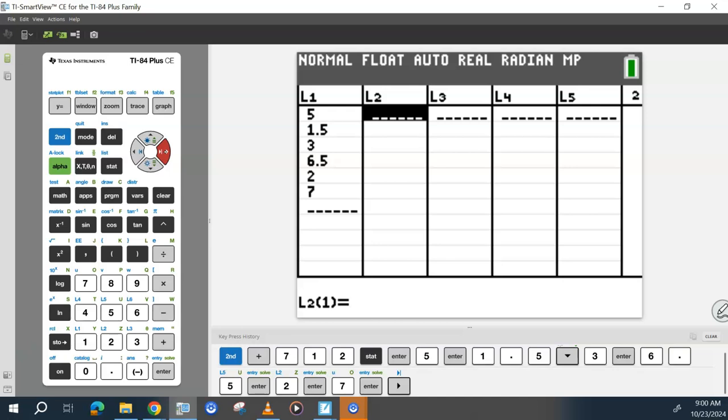To reset it, second plus 712. And then we're going to, Kevin, did you put this in your calculator?